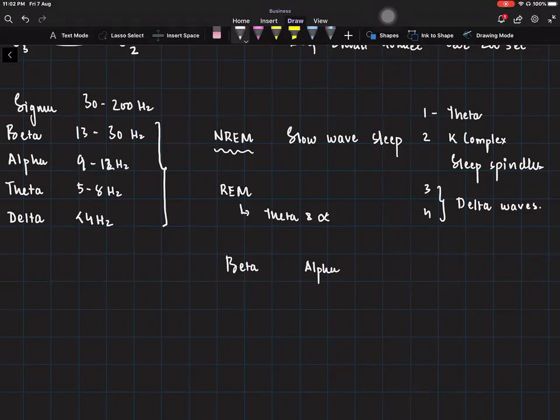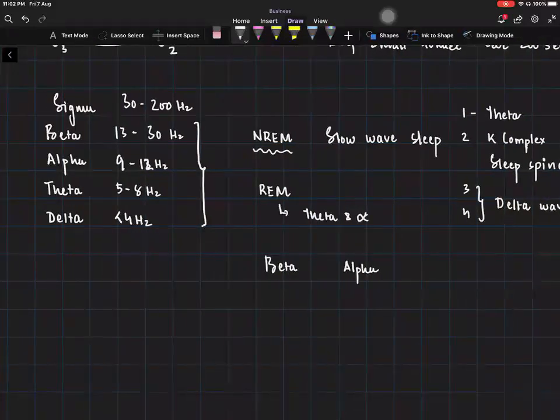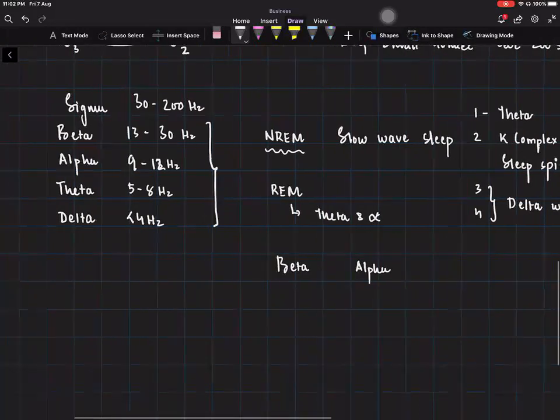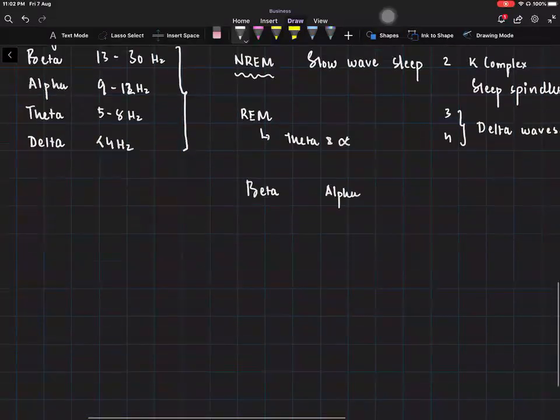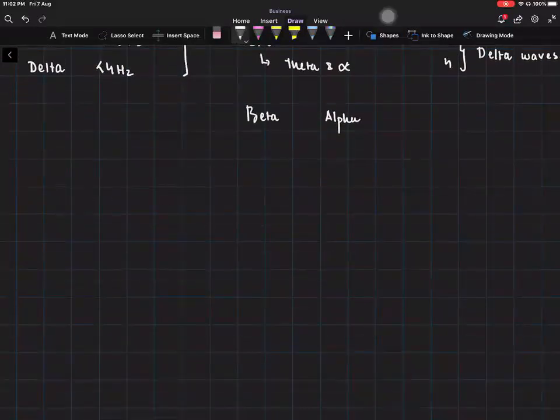So these are basic outlines of an EEG. You can delve into much more detail if you want, but I wouldn't go much into details as far as the paper is concerned. I think this much is essential as far as the normal EEG is concerned. Then the pathological EEG findings that they usually ask.